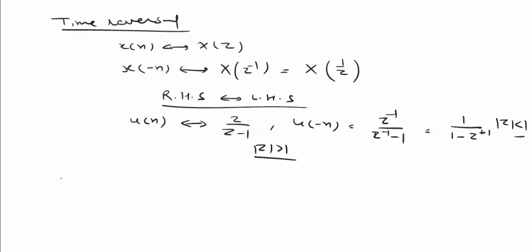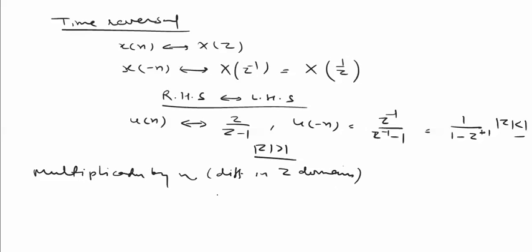Next property, multiplication by n, or differentiation in z domain. Xn is xz, then nxn is represented by this term, minus z dX by dz.